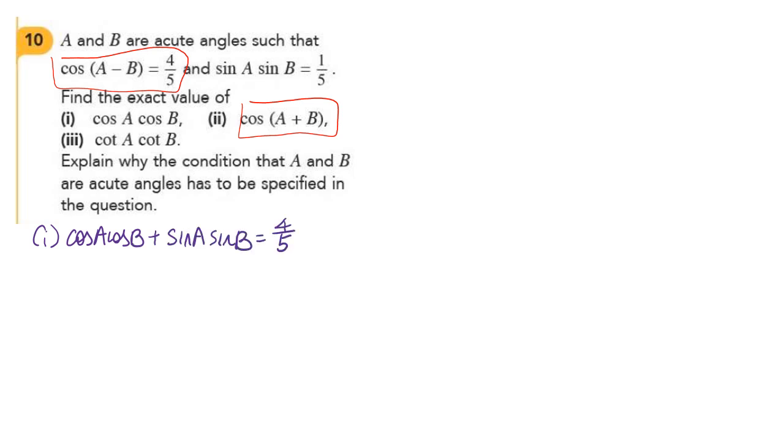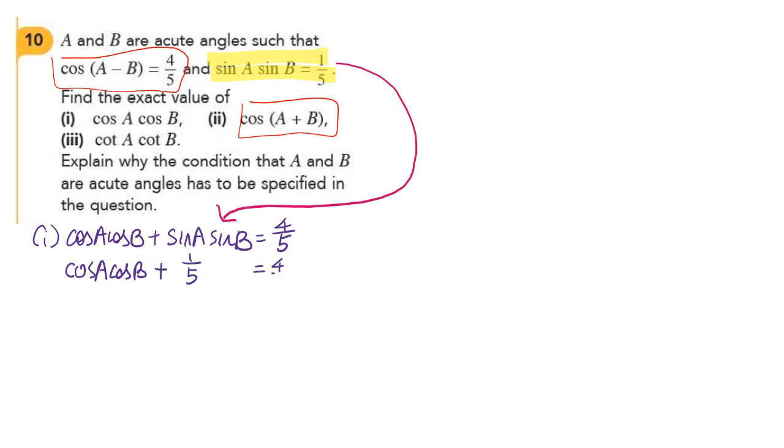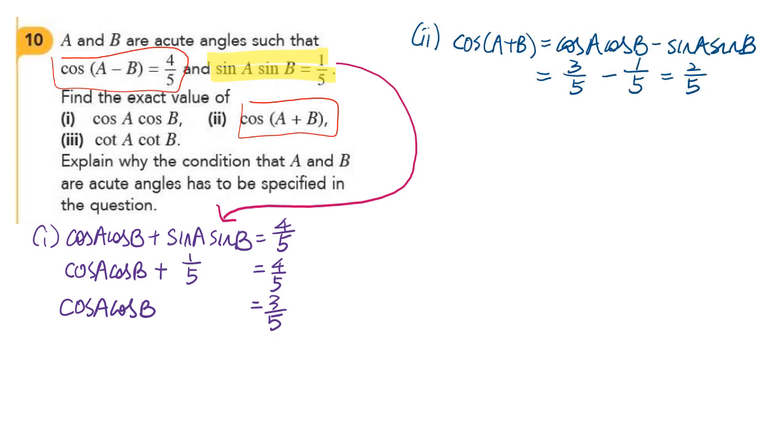And you're going to substitute the value for sine a sine b to be 1/5. And from there, you can find cos a cos b to be 3/5. And that will be the answer for part 1. So for part 2, again, we're going to use the addition formulae to evaluate cosine (a plus b) to get 2/5. So that's what I mean by quite manageable.